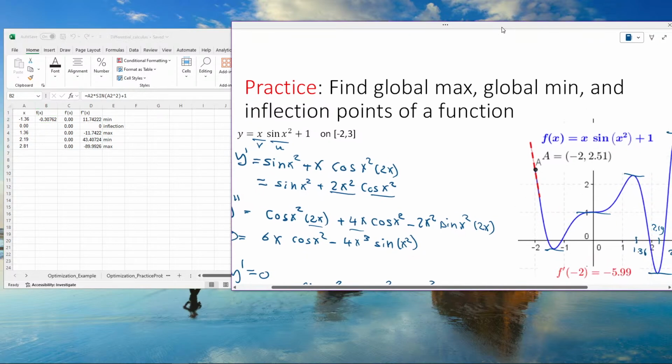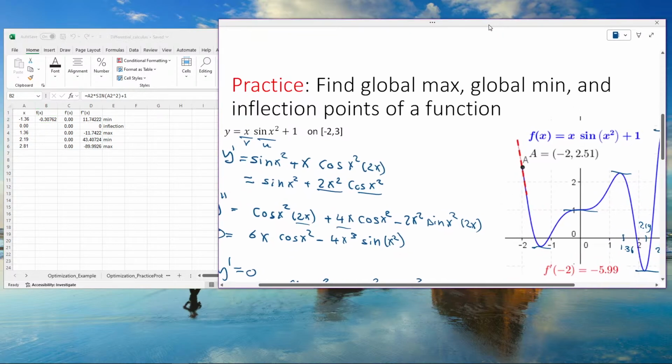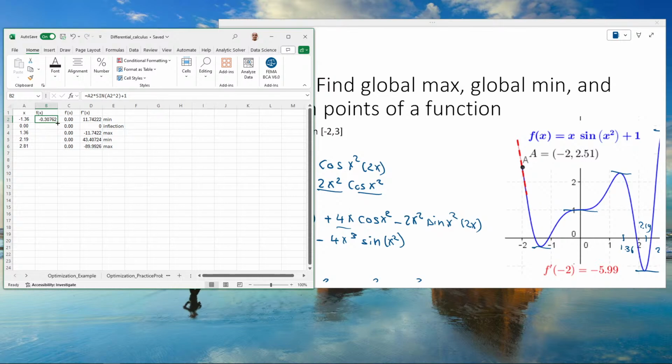Let me check if this is correct or not. It's about right. We got negative 0.3, so yeah, it's about right. And then I do it all the way. At 0, I should get exactly 1, yes. Here I got 2 point something, that's about right. Here I got negative 1 point something, and here I got the maximum.